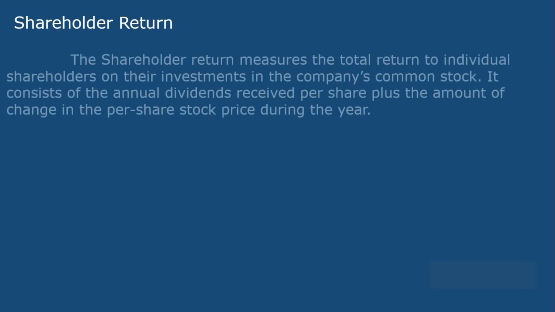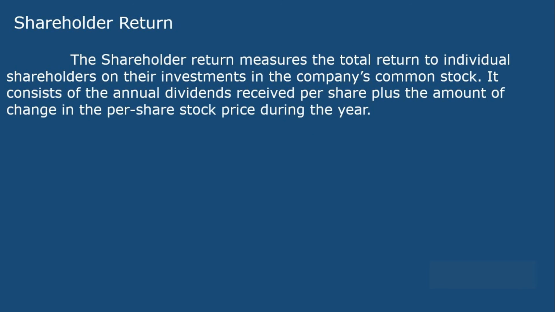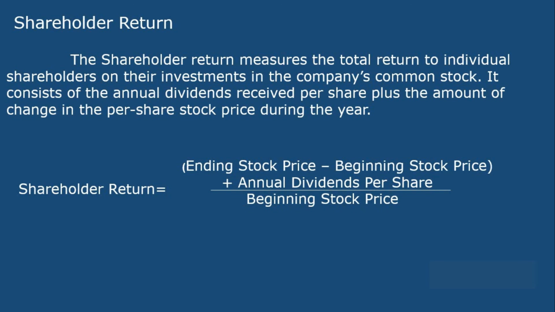Shareholder return. The shareholder return measures the total return to individual shareholders on their investments in the company's common stock. It consists of the annual dividends received per share plus the amount of change in the per share stock price during the year. The shareholder return can be calculated by this equation: ending stock price minus beginning stock price plus annual dividends per share, all together divided by beginning stock price.